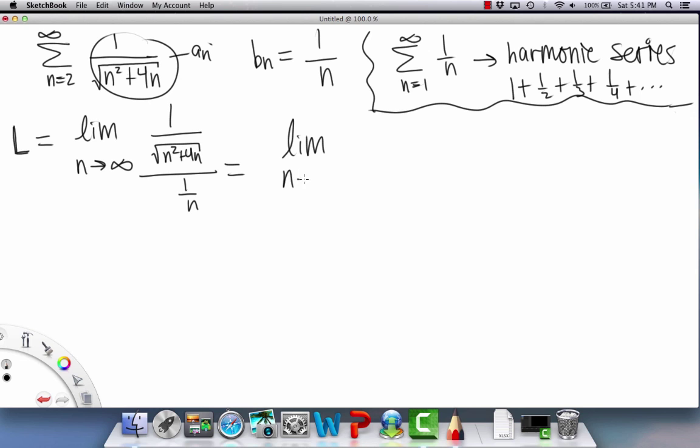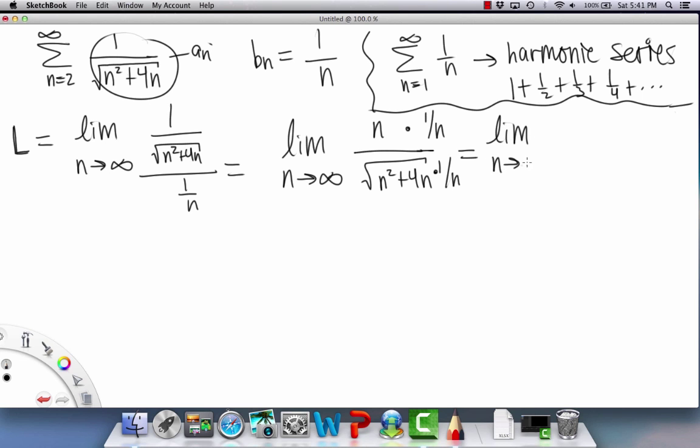So limit as n goes to infinity of, well, I'm just going to write the n on top, because the 1 over n on the bottom is going to flip up, because dividing by a fraction means you multiply by its reciprocal. So then we have n over the square root of n squared plus 4n. To simplify this, I'm going to multiply by 1 over n on both top and bottom, to get rid of the n in the numerator. So the top cancels out to 1, which is nice. And then we also have this 1 over n on the bottom.